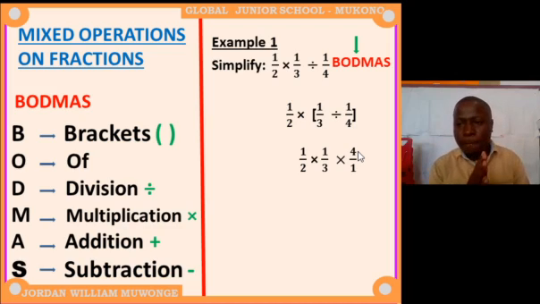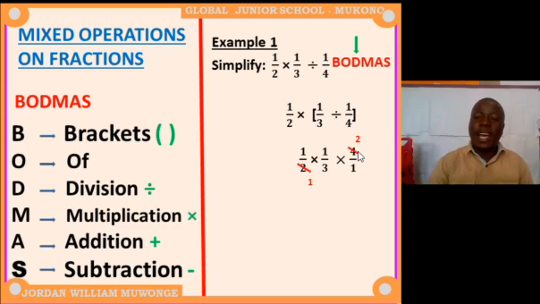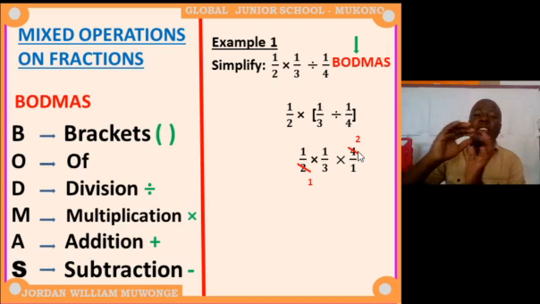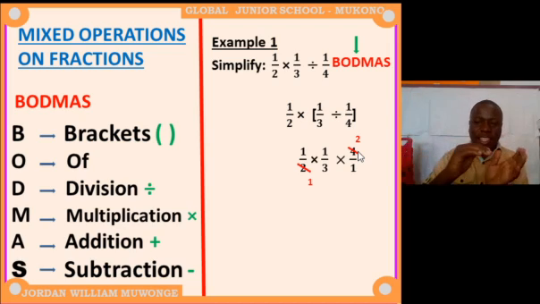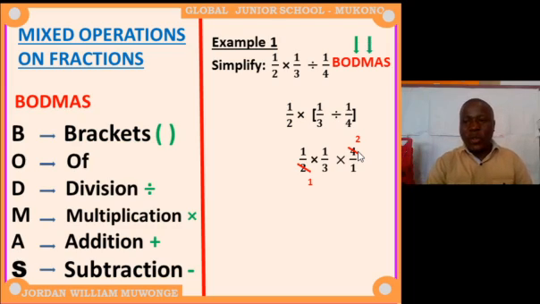Thank you so much. So realize that, boys and girls, 2 divided by 2, you get 1. What about 4 divided by 2? You'll get 2. Therefore, after that, let's multiply all the numerators alone and the denominators alone. There we go. That is multiplication.